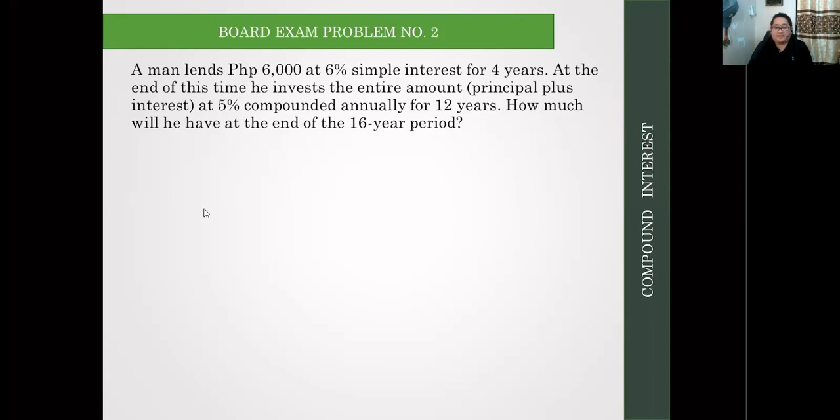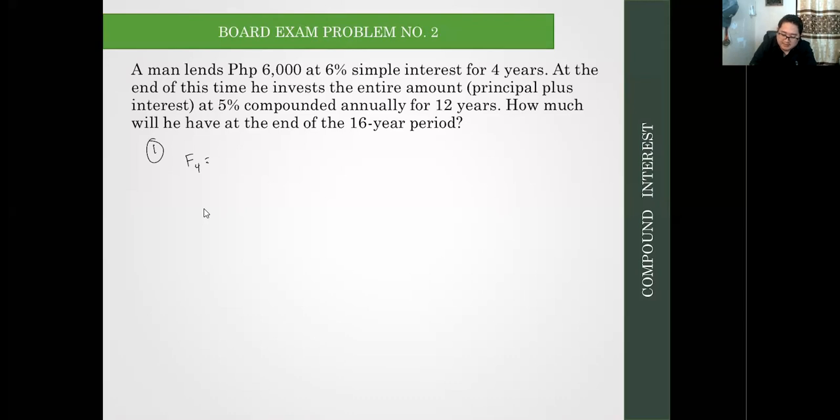Okay? And then after nun, yung total niya, yung ibig sabihin yung maturity value after 4 years, ininvest niya ngayon sa compounding interest annually for 12 years. Okay? So how much will he have at the end of 16 years period or additional 12 years after niyang reinvest yung pera for another 12 years at 5% compounded annually. Okay? So first is kailangan calculate natin yung magiging future value ng pera niya after 4 years muna.